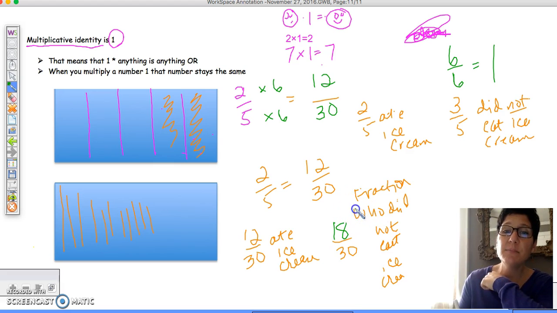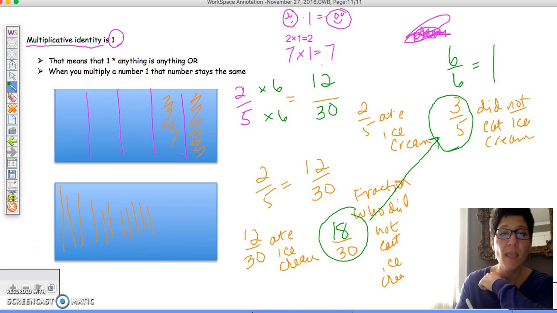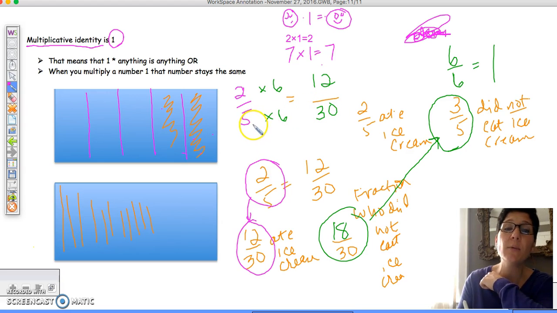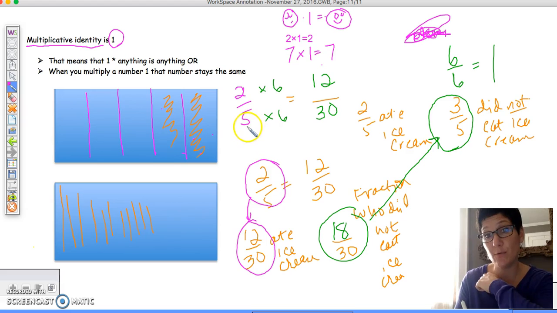So what's interesting to me is that 18 out of 30 is the same as 3 out of 5, right? And over here, 2 out of 5 is the same thing as 12 out of 30. And the reason why is because I have 2 over 5, and I multiplied those by 6 to get 30, so to go backwards, I would have to divide by 6 because those are inverse operations. They undo each other.